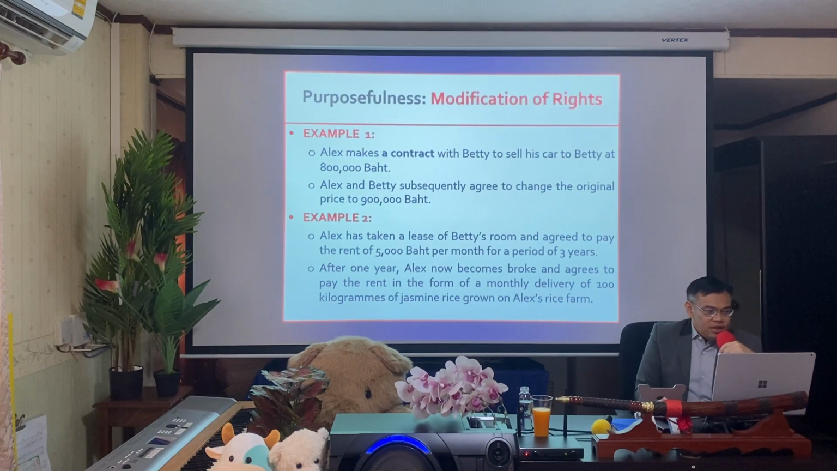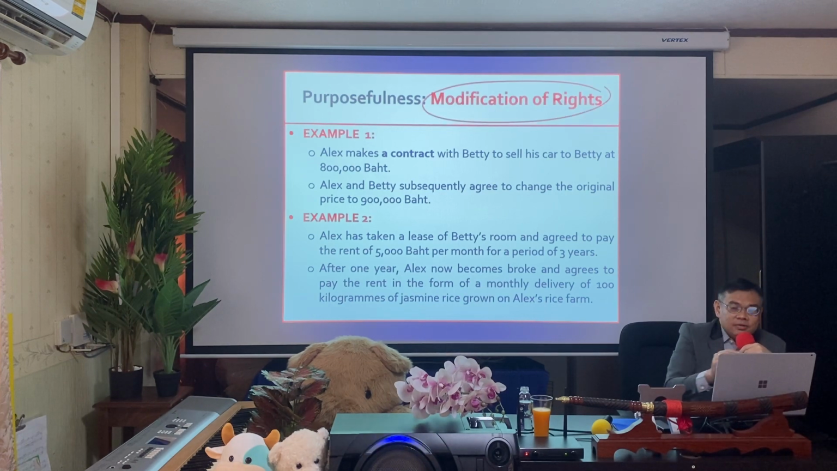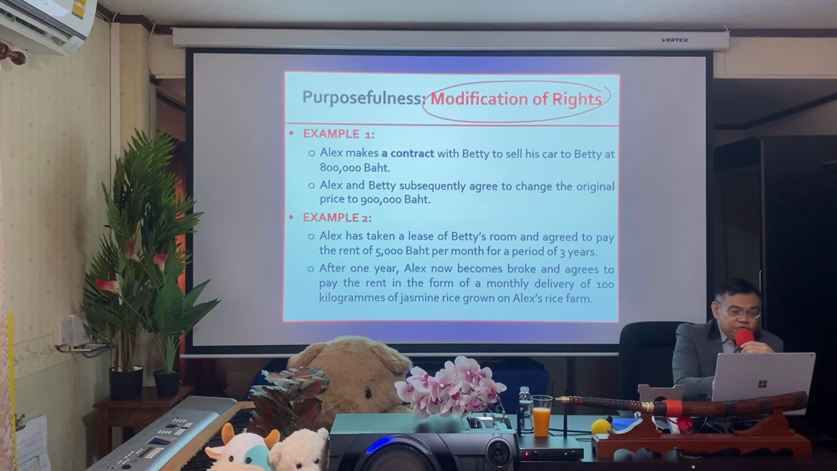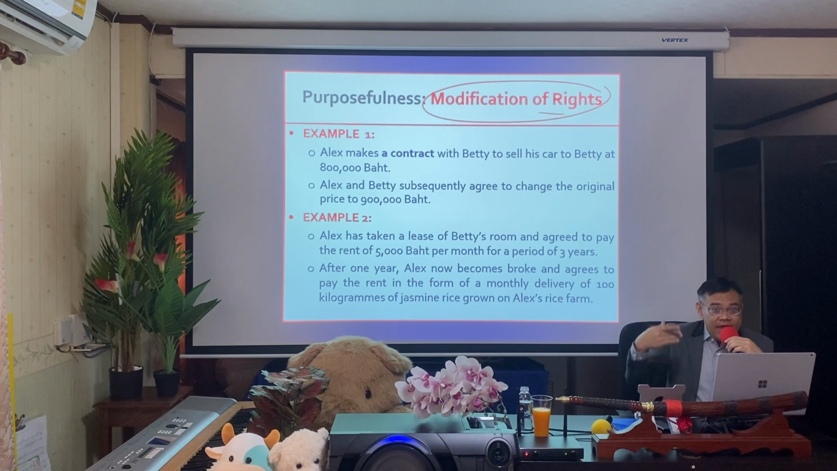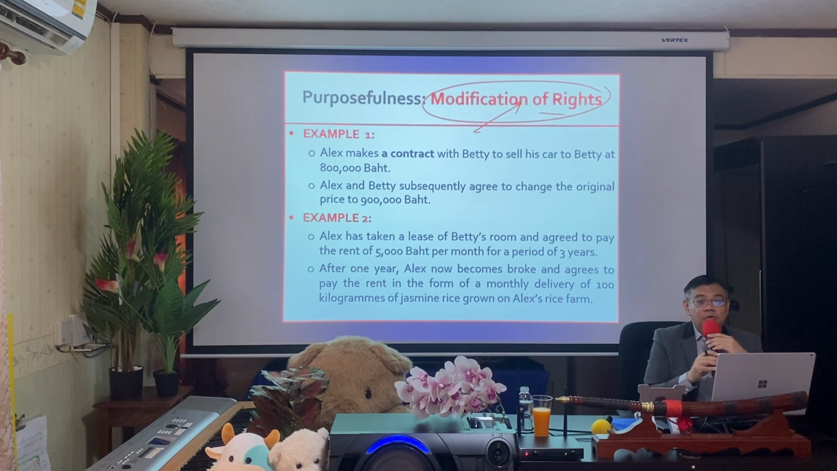Now we are going to look at the modification of rights. Remember, a juristic act can be entered into for the purpose of modifying some rights. The two parties A and B make a juristic act to establish between themselves legal relations in order to modify some rights. That means that they already have some rights, but they want to make a modification to the rights.